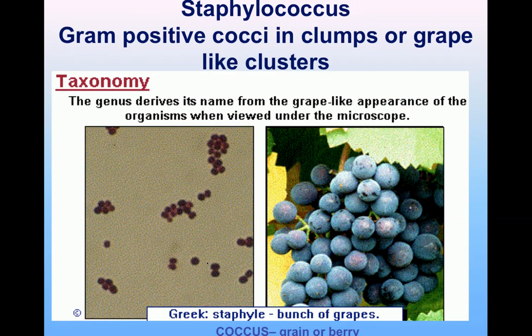This picture is just showing you the arrangement of Staph aureus. On one side, you can see a bunch of grapes, which are black grapes, so purplish in color. On the other side, you see the gram stained slide of Staph aureus, which is showing you grape-like clusters. They are also just like grapes, and that is why the name is taken from a Greek word. Staphylo means bunch of grapes, and cocci means grains or berries.